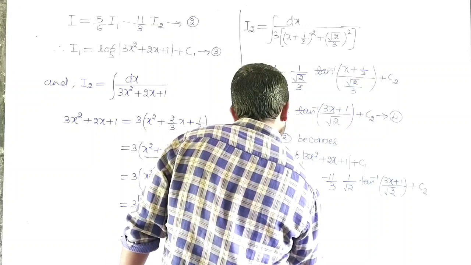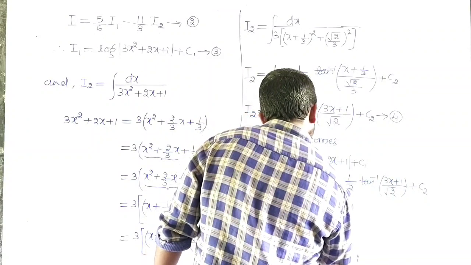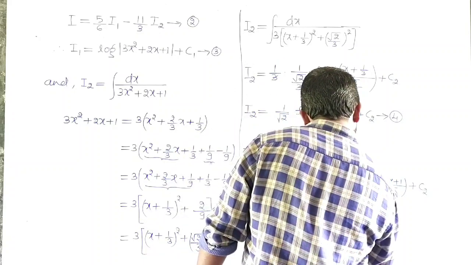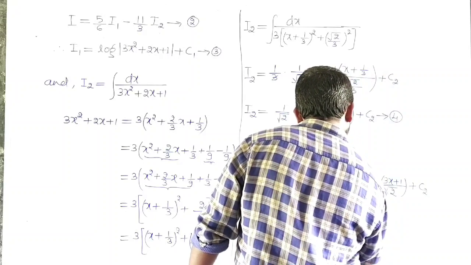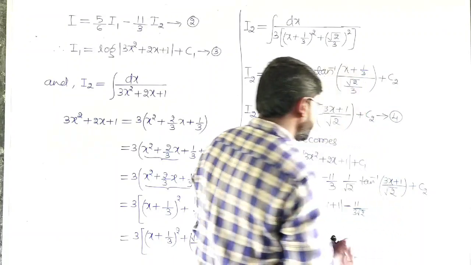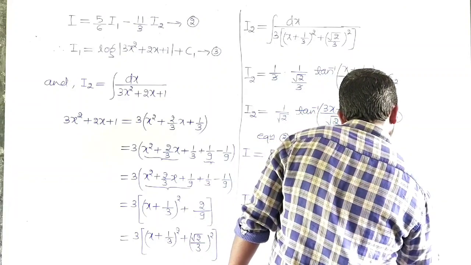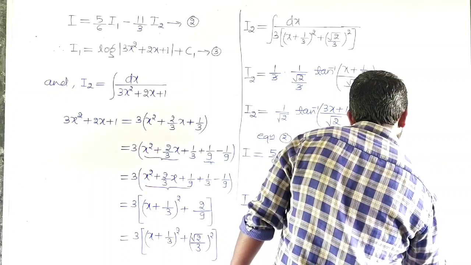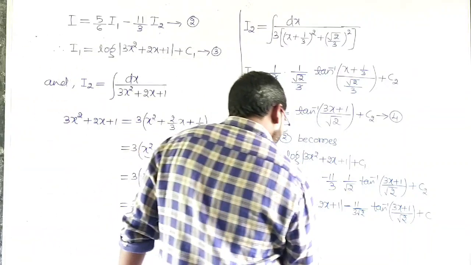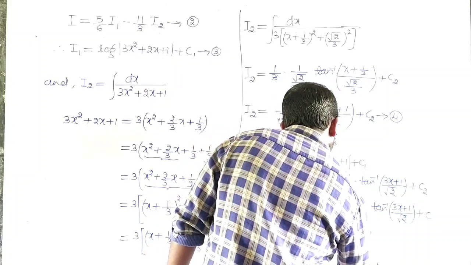log mod 3x square plus 2x plus 1 and then plus minus 11 by 3 root 2 into tan inverse 3x plus 1 divided by root 2 plus c, where c which is equals to c1 plus c2.